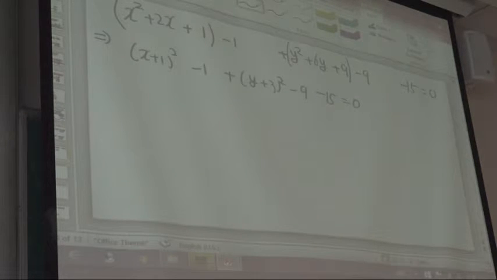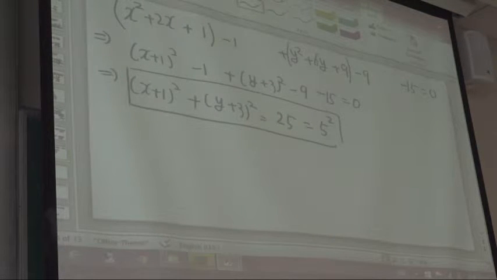I'm going to move all the constants to the right hand side, which is x plus 1 squared plus y plus 3 squared is negative 1, negative 9, which is negative 10. Negative 10 and negative 15 is a negative 25. And move that, we get 25. Now 25 is a 5 squared. So we have a circle with radius 5 and center negative 1, comma negative 3.